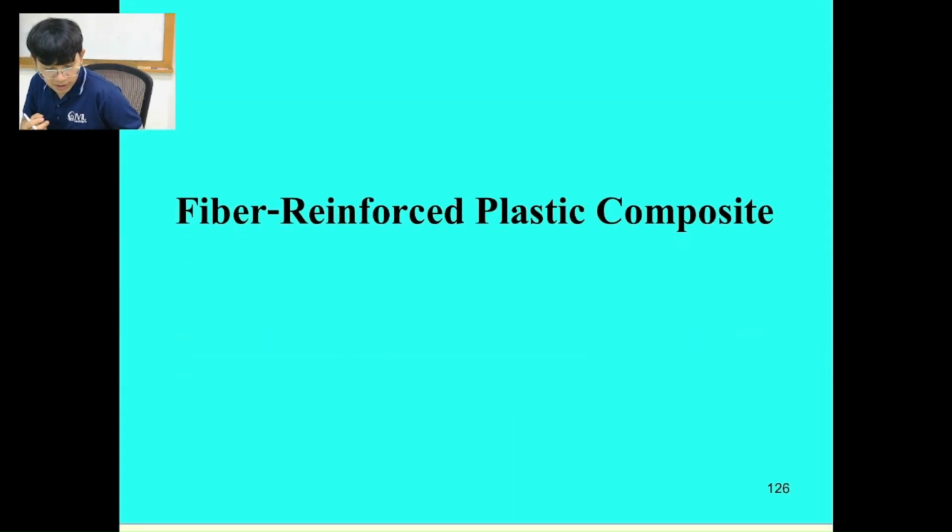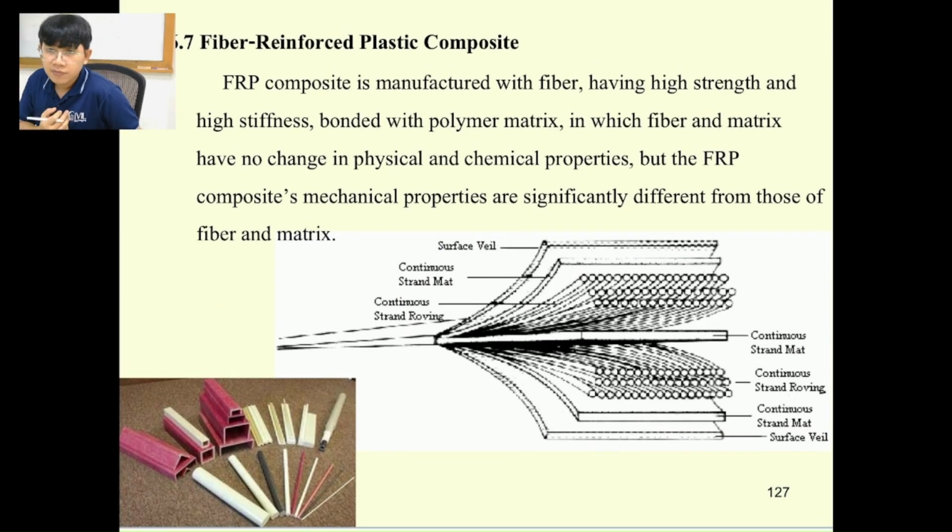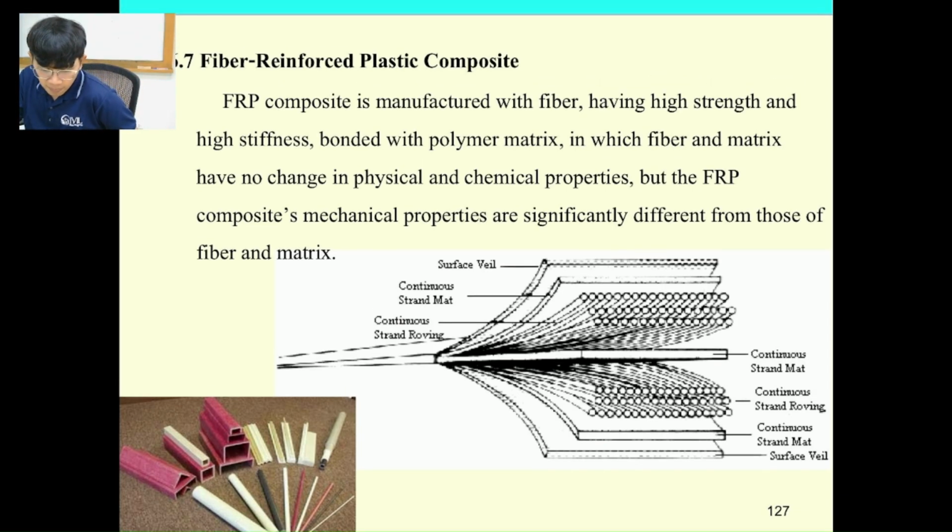Lastly is going to be the fiber reinforced plastic composite. This one may not be really famous in our zone, but it's really famous in Europe because it's a material that is really good and resistant to the environment. So to form this, we just call it FRP, FRP composite.